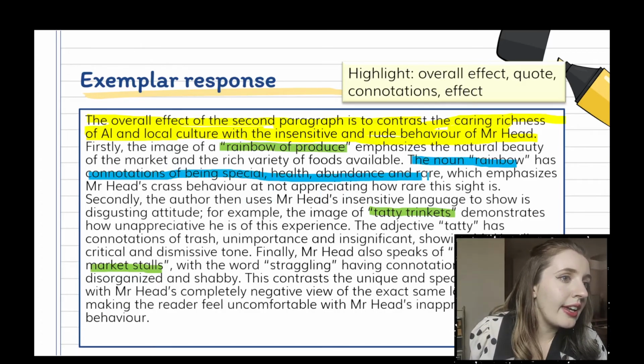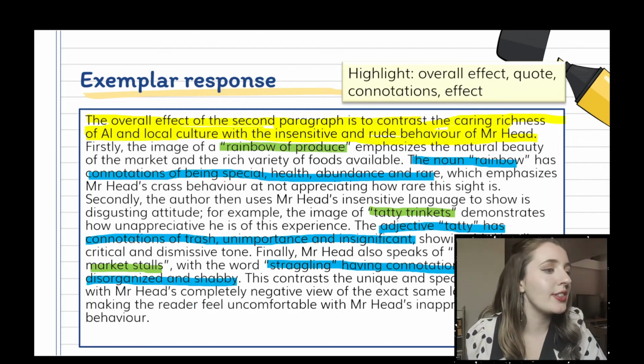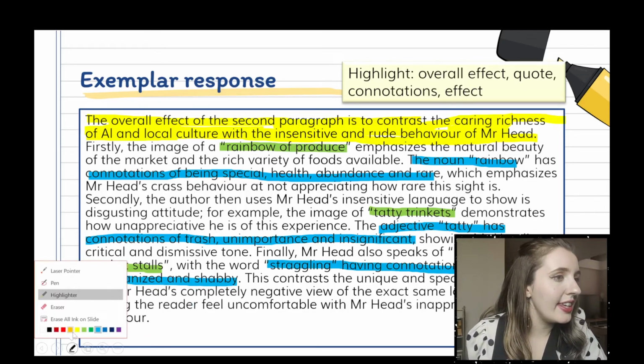So over here, the noun rainbow has connotations of being special, health, abundance and rare. The adjective tatty has connotations of trash, unimportance and insignificant. And finally, the word straggling has connotations of chaotic, disorganised and shabby. There are my connotations. Then finally, the effect.